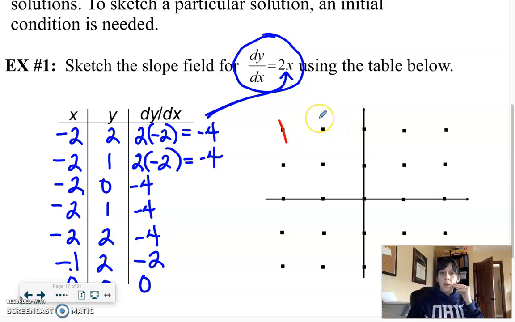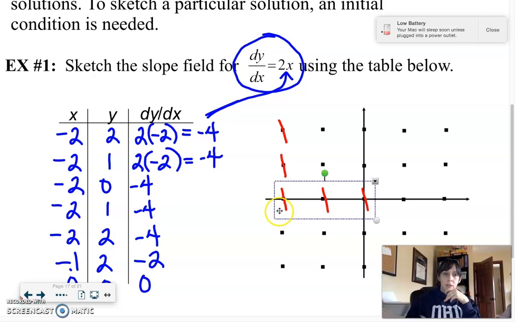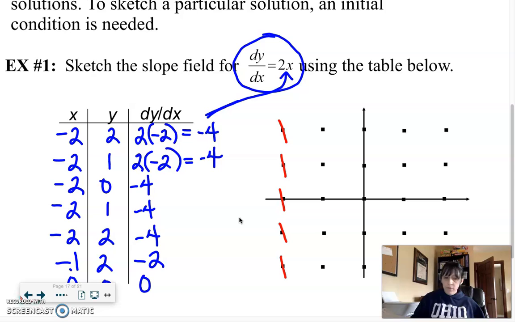And I would want to repeat that all the way through all the ordered pairs that have a slope of -4. Like this. Nope, not like that. All the -2s. Oh, Lord. Okay, I'll figure this out eventually. All right, I think I've got it fixed now.